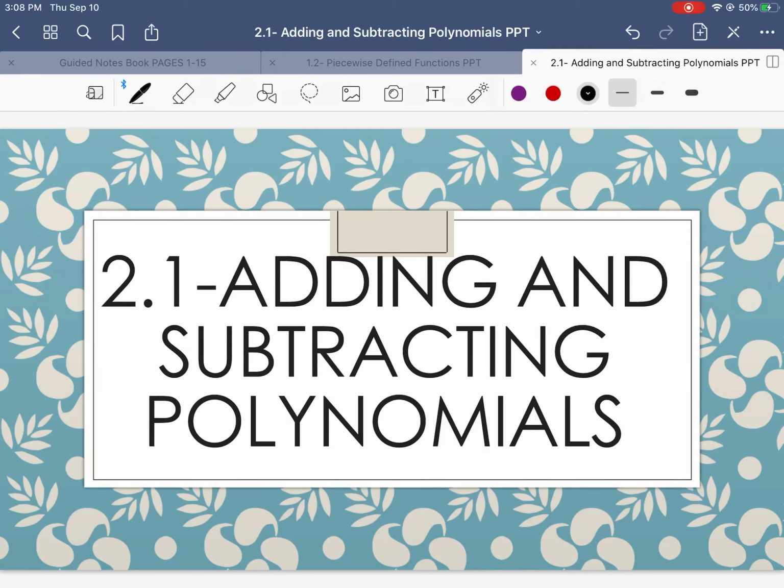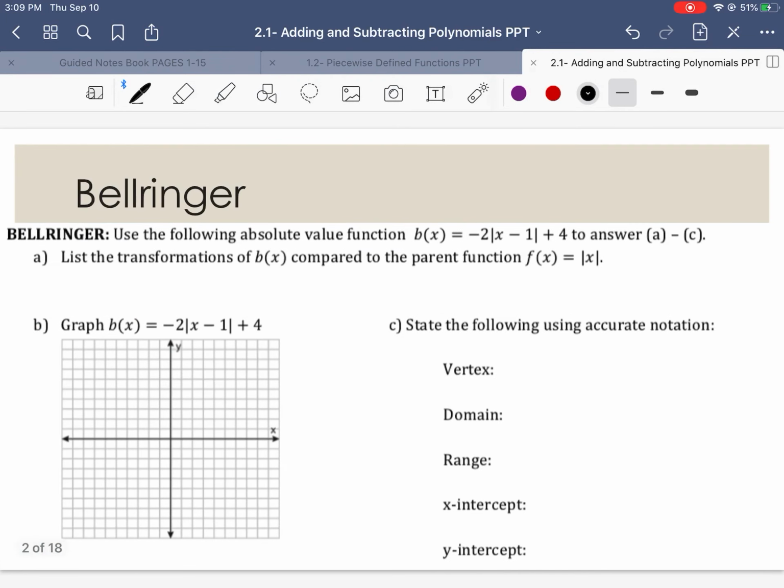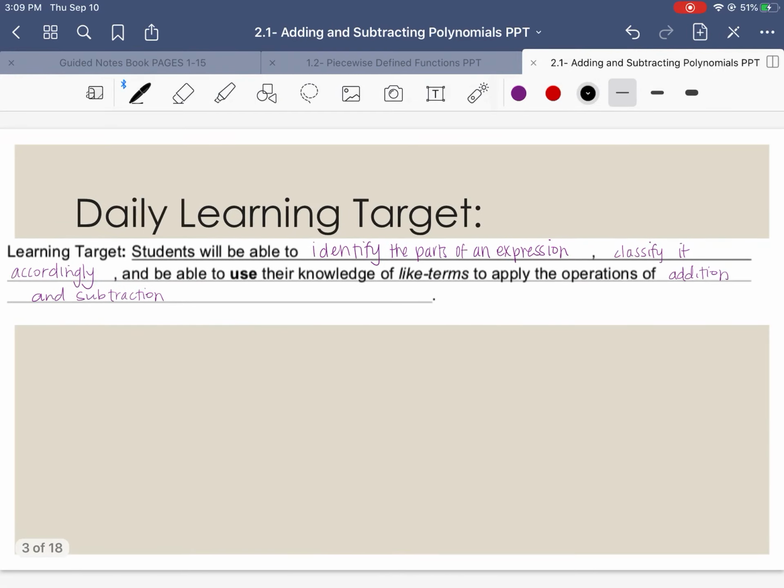Okay, in this section we are introducing the terminology and the vocabulary related to polynomials, and we're also going to talk about adding and subtracting them. At the very beginning of your notes there's a bell ringer, a practice problem to help you prepare for the absolute value quiz, so you can work through that. See the guided notes key for your answers on that if you want to check your work.